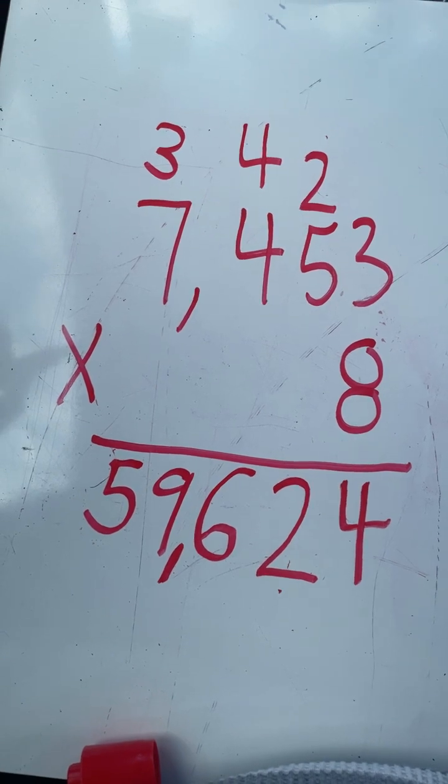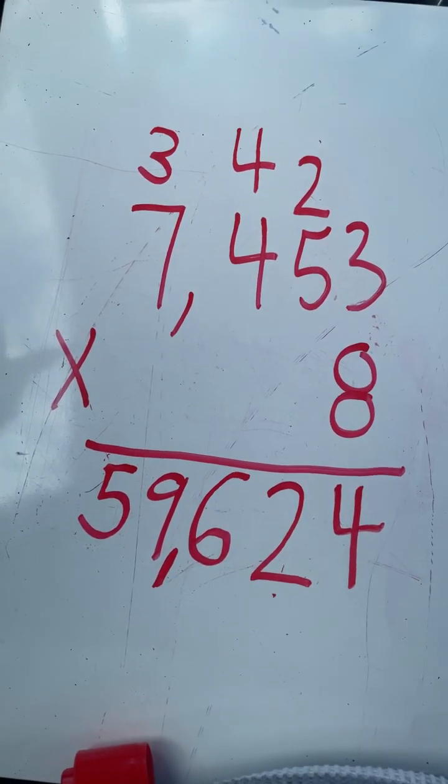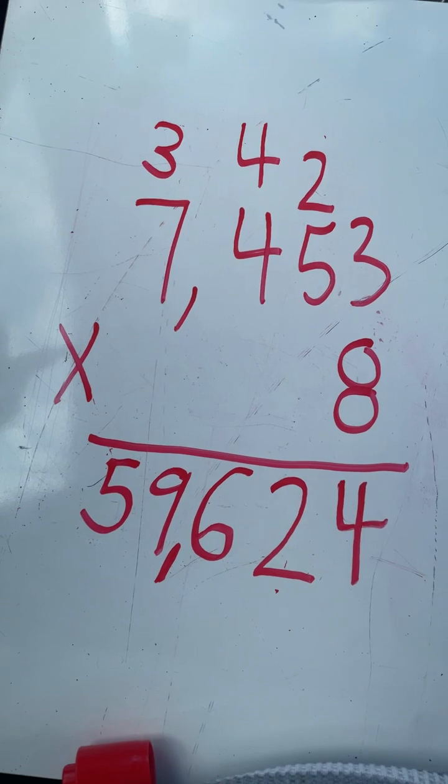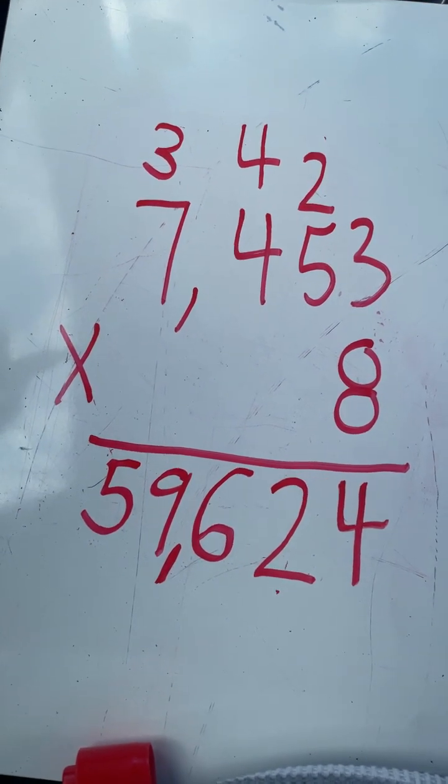So again, let me reread the answer one more time. 7,453 times 8 equals 59,624.